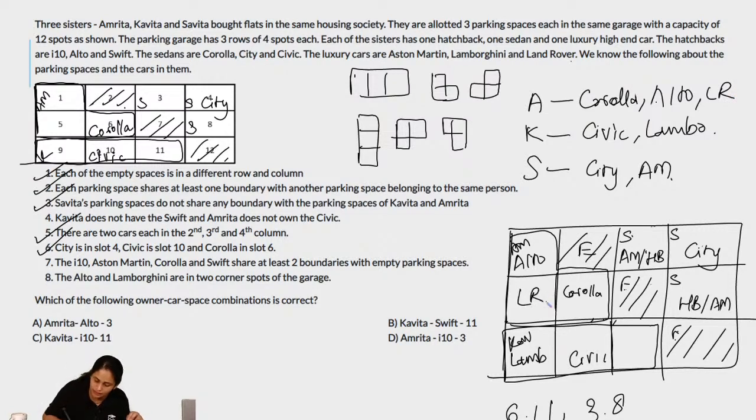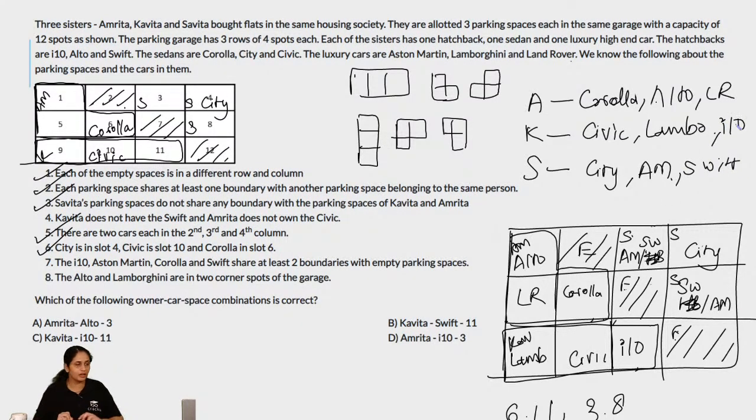So the Land Rover has to be over here. Now that means that Kavita has to have the Swift or I-10 and Savita has to have the other one. We are told that Kavita does not have the Swift, so she has the I-10, and that means that Savita has the Swift. So it has to be Aston Martin or Swift or Aston Martin. So this has to be Swift, this has to be I-10.